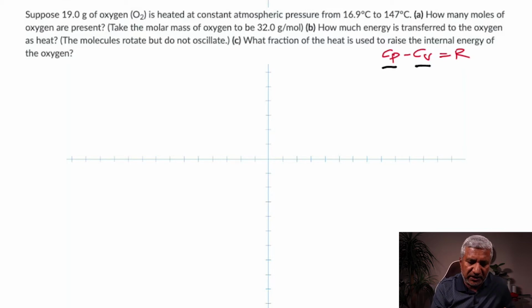We got the heat that was given, but now it's asking what fraction is used to raise the internal energy. What does that mean? The first law of thermodynamics. I'm reminding you, yesterday we saw that when you give anything, a gas, particularly heat, it uses it in two ways. One part is used to increase the internal energy, and the second part is used to do work. Isn't it? So that's why this question is asking, if you give it so much heat, what fraction is used to raise the internal energy?